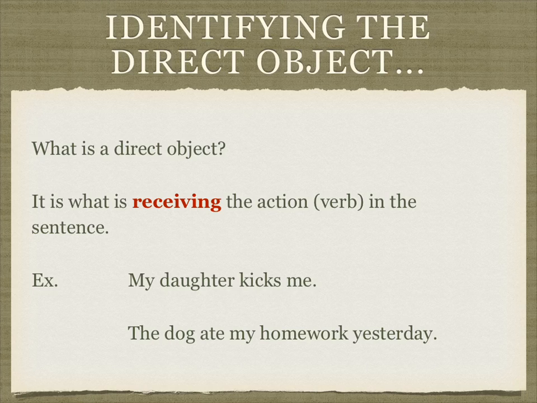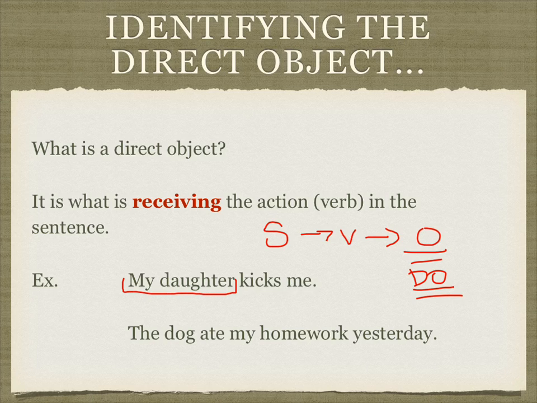For example, here we have two of them right here. My daughter kicks me. So what you have to look at in a sentence, in order to identify the direct object, is that you have a subject, which acts on the verb, which then acts on the object, which is normally the direct object. Okay? So if we look at this sentence, my daughter is the subject, kicks is the verb, and what's being kicked? Me. So that's the direct object. The direct object answers the question, what is being kicked? Or take the verb and put it into a question, and that will tell you what is being done to.